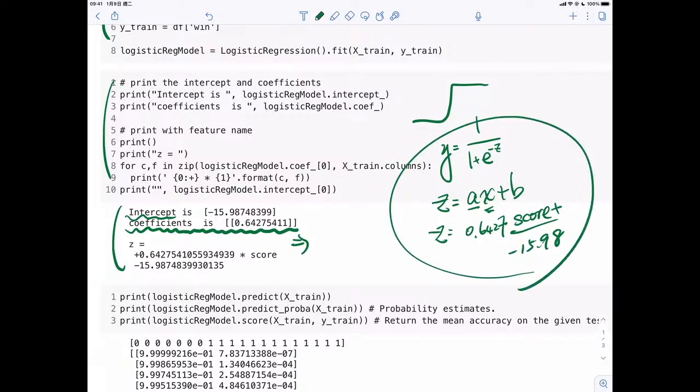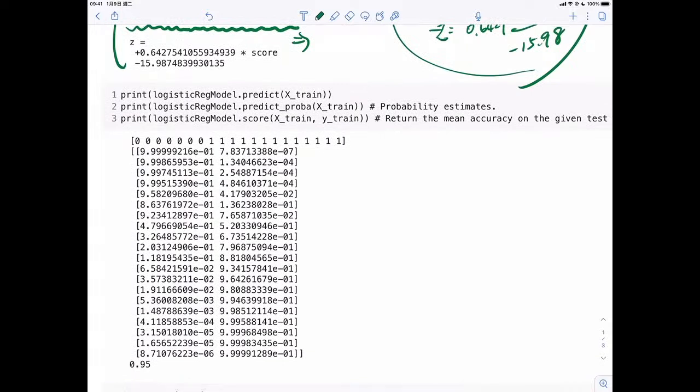So that is the logistic regression. You use these 20 data points, and the package will help you calculate all those likelihoods and try to find the optimized coefficient and the intercept, the values of a and b. That's it. So next, let's see.